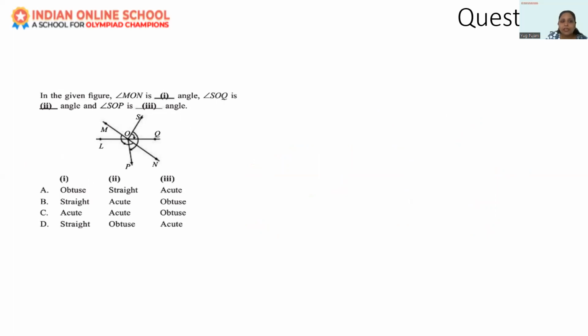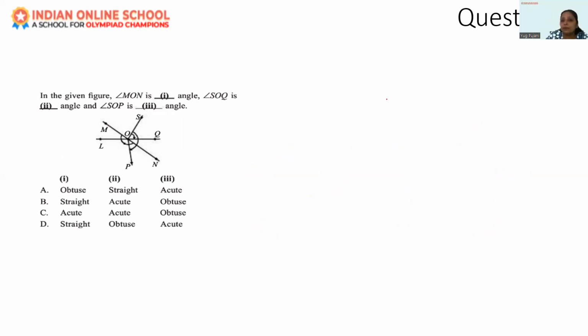Now, in the given figure, MON is a dash angle. How many angles do you know? There are 3 types of angles: acute angle, obtuse angle, and right angle. And one more, straight angles are also there, reflex angles are also there, and full angle is also there. So these total 6 types of angles are there. Because you are in grade 5, you must know about all these types of angles.